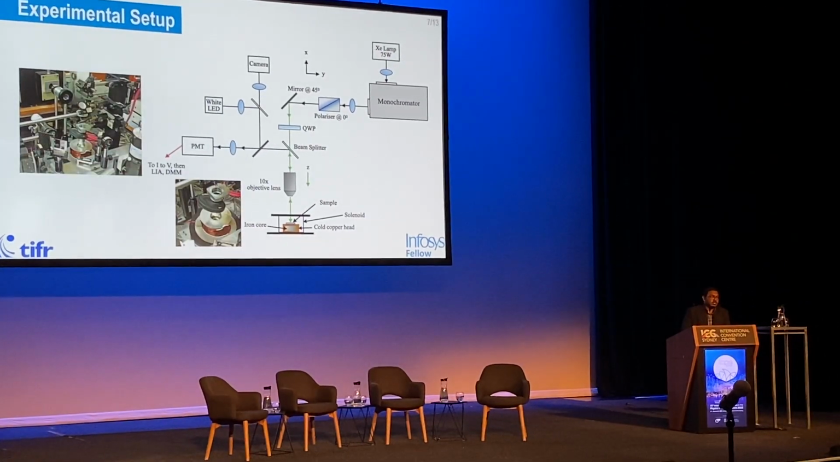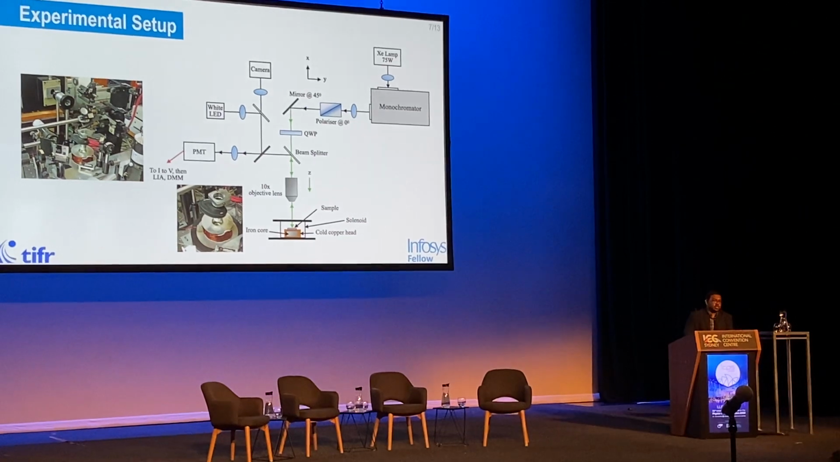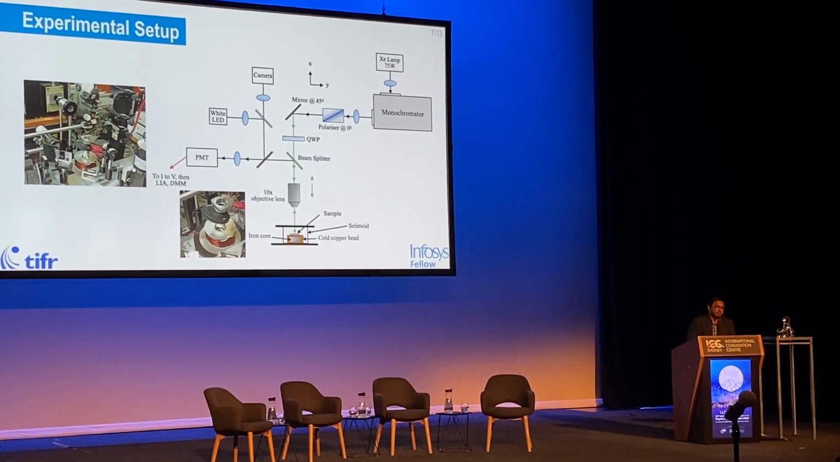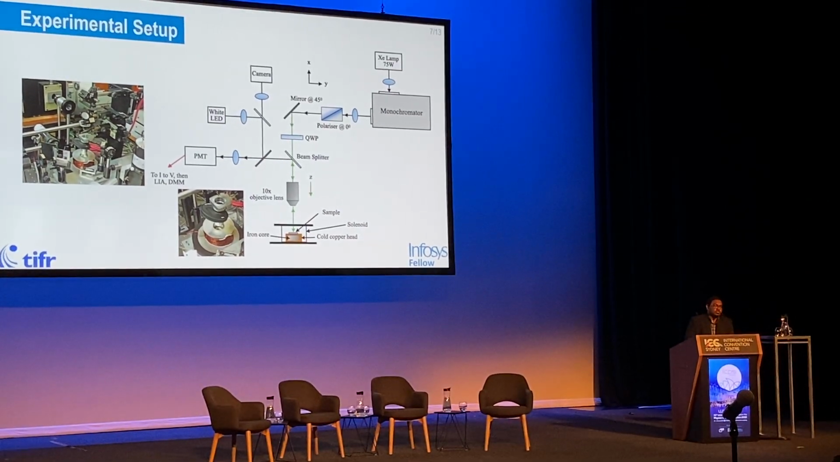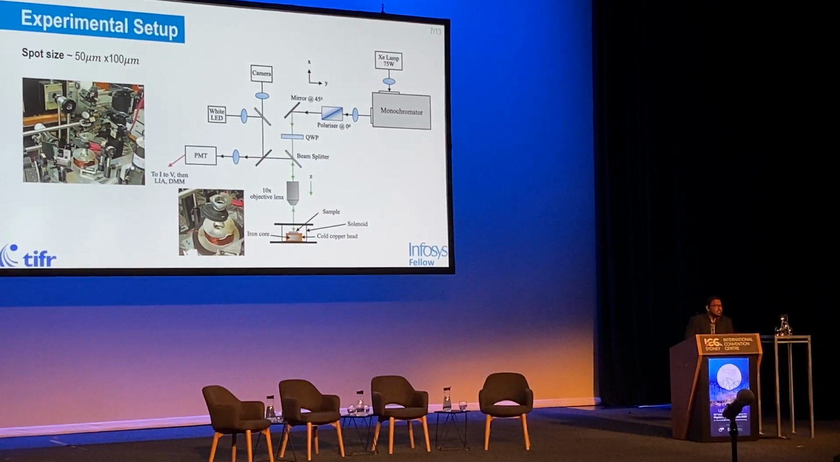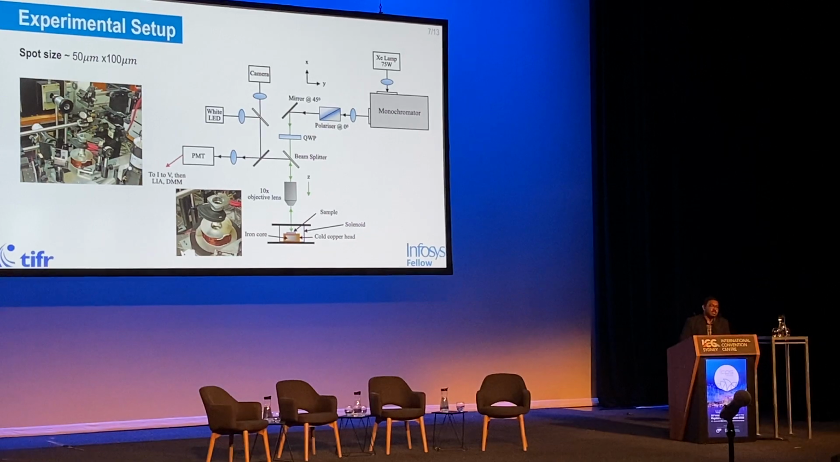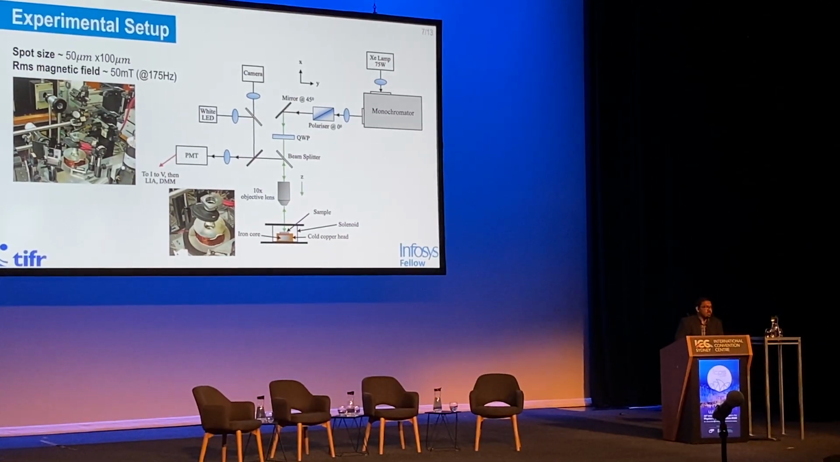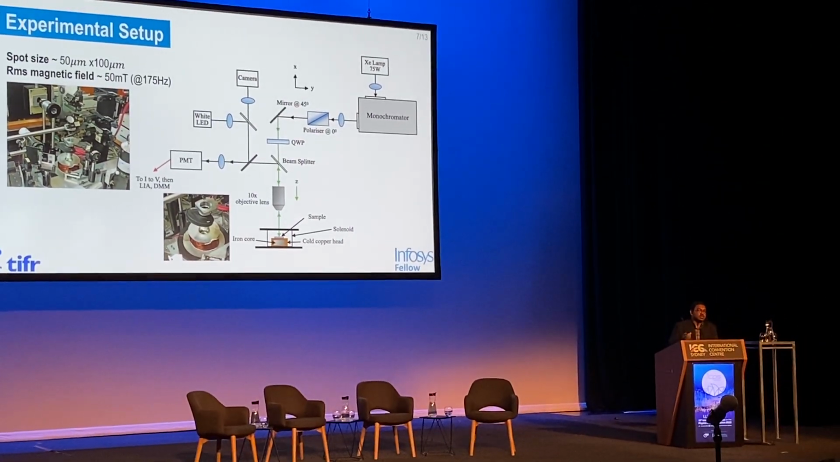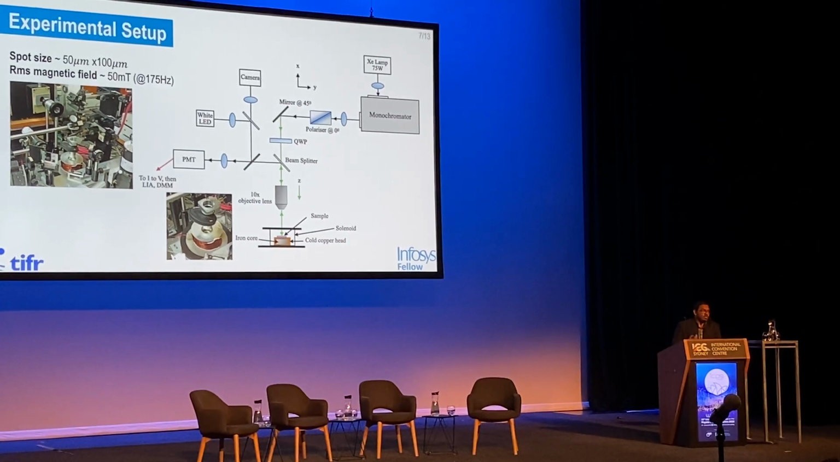So this is the actual setup image. You see the solenoid there and the rest of the optical arrangements. Two things to mention. One is the spot size of my setup is on the order of 50 by 100 micrometers, and the RMS magnetic field I'm getting from my coil is on the order of 50 millitesla at 175 hertz.